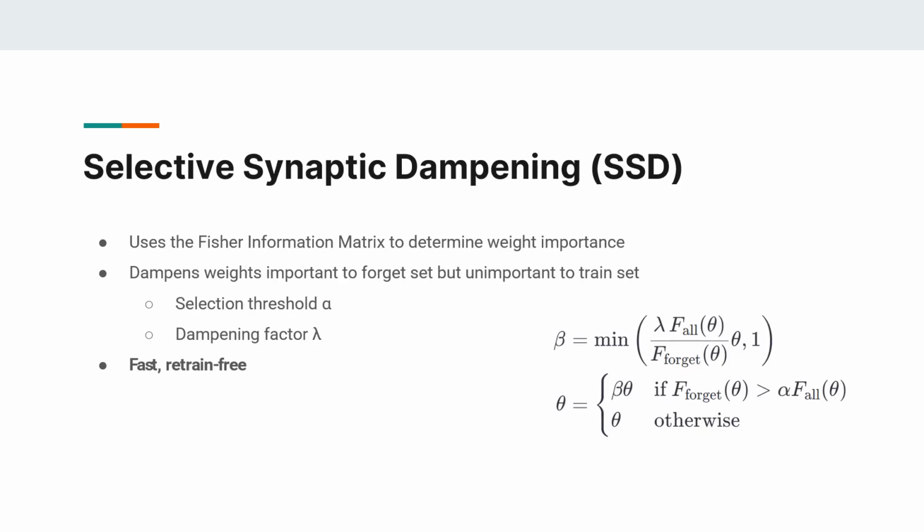We then explored selective synaptic dampening, or SSD. This is based on the idea of looking at the weights' importance in the forget set and the rest of the train set. If it is important to the forget set, but relatively unimportant to the train set, then we dampen that weight. This is all using the Fisher information matrix to determine that importance. And we also have the hyperparameters, selection threshold and damping factor, for us to tune. The main benefit to using SSD is that it's fast and it doesn't need to retrain.